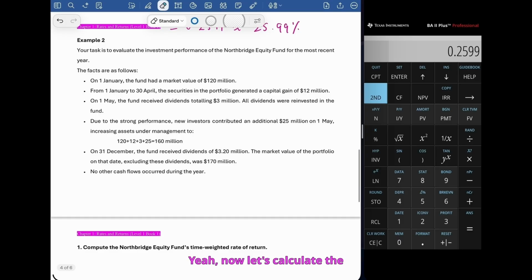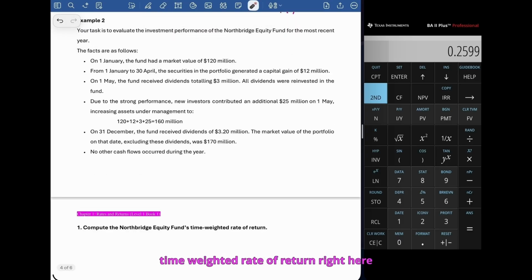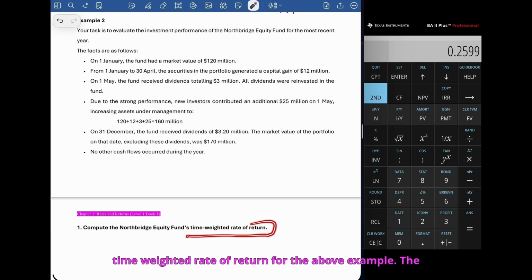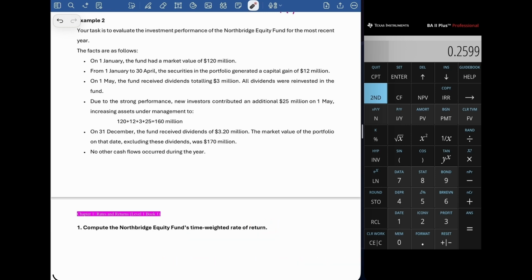Now let's calculate the time weighted rate of return for the above example. The above example is very simple. Certain lines are written, and it might be hard to read, but it's very easy. I'll explain it to you.